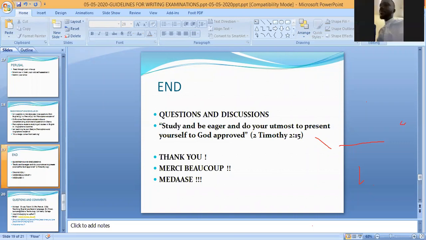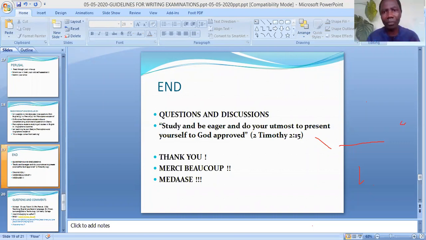So it means that our brothers and sisters who are not here, the information that we are sharing here is very important. Everybody, irrespective of who you are, whether Francophone or Anglophone or whichever other language that you speak as your L1 or L2, this information is important.